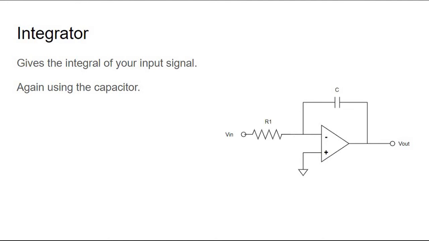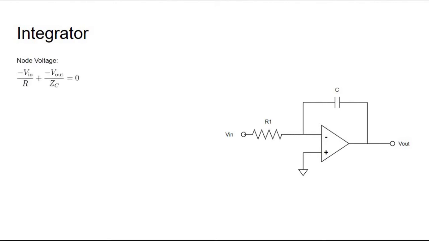And let's see how the capacitor is used to get an integral in this circuit. Just like before, we'll start off with node voltage. We have negative V in over R plus negative V out over the impedance of the capacitor is equal to 0.